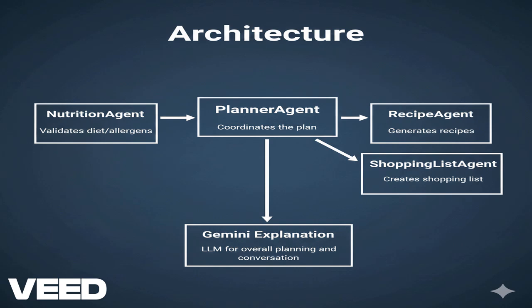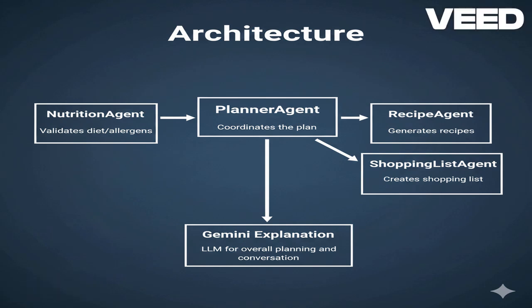The planner agent, which is the brain, receives the user profile, calorie target, diet type, allergies, and goal. It asks the nutrition agent to compute per meal calorie targets. For each meal type, it calls the recipe agent, which filters recipes by diet, removes allergens, and ranks them using TF-IDF and nutrition scores. Once 7 days of meals are selected, the planner agent sends everything to the shopping list agent to build a categorized, deduplicated shopping list.